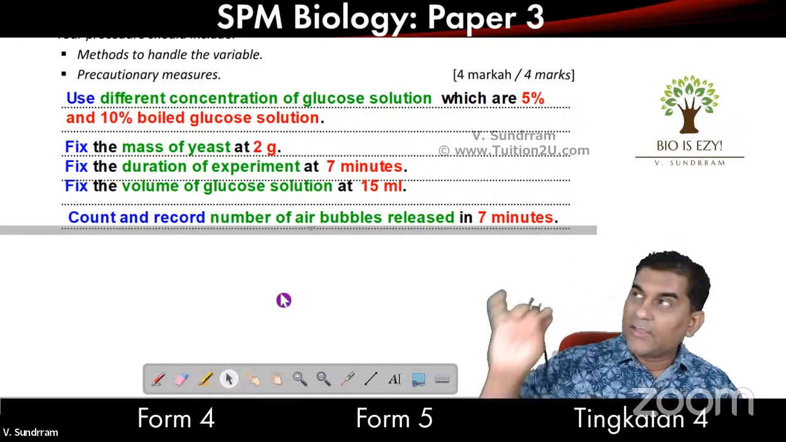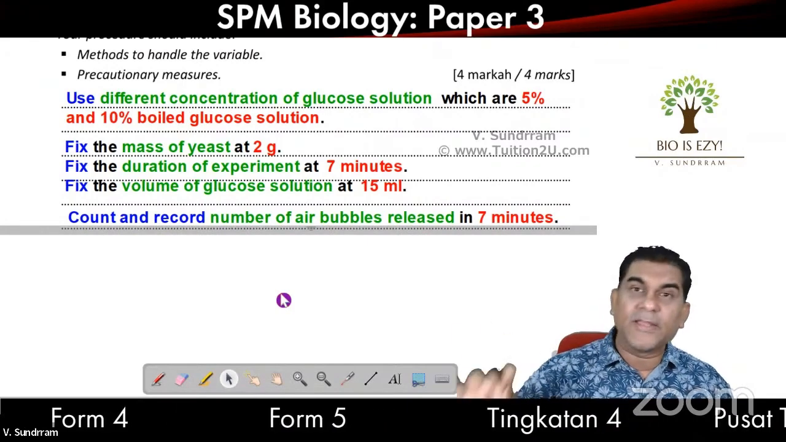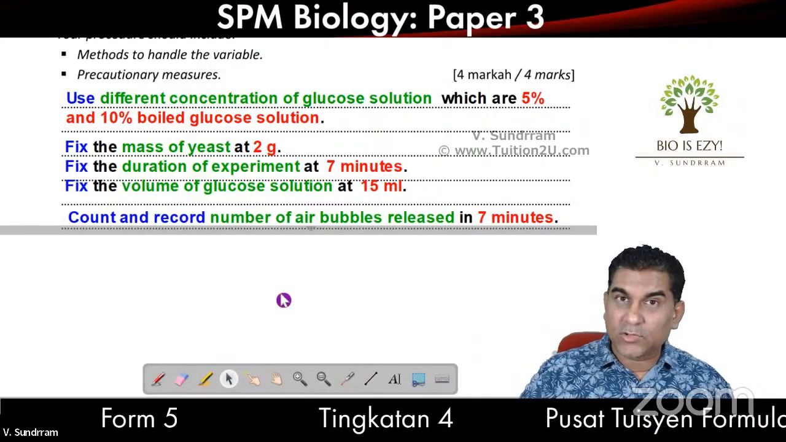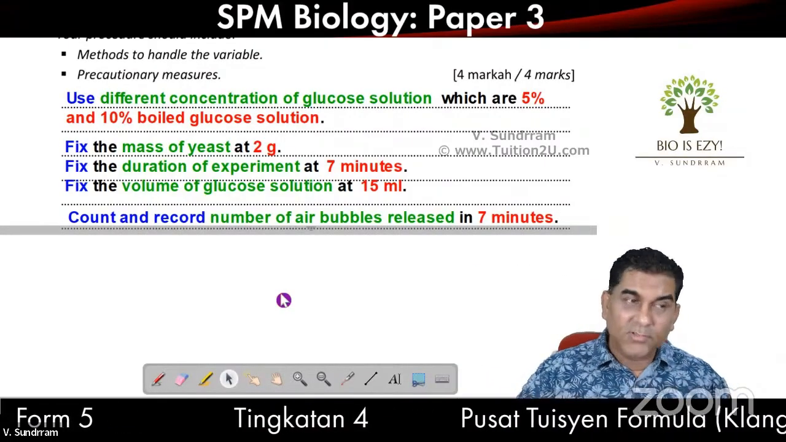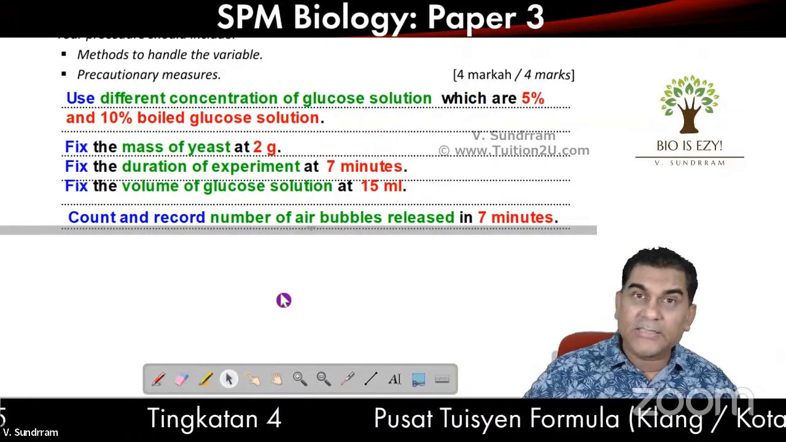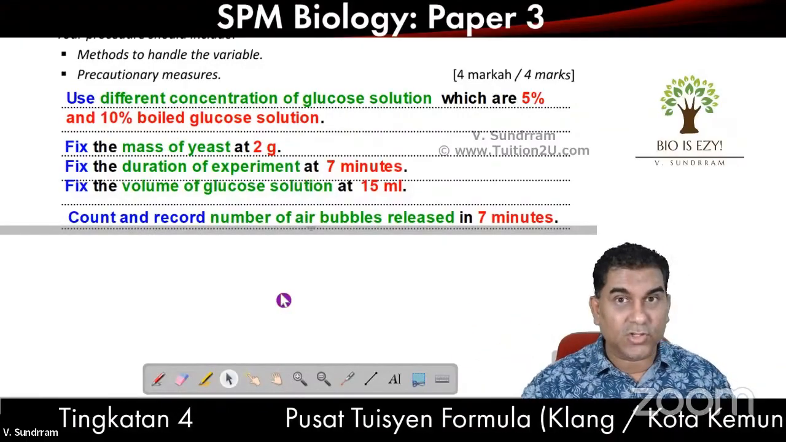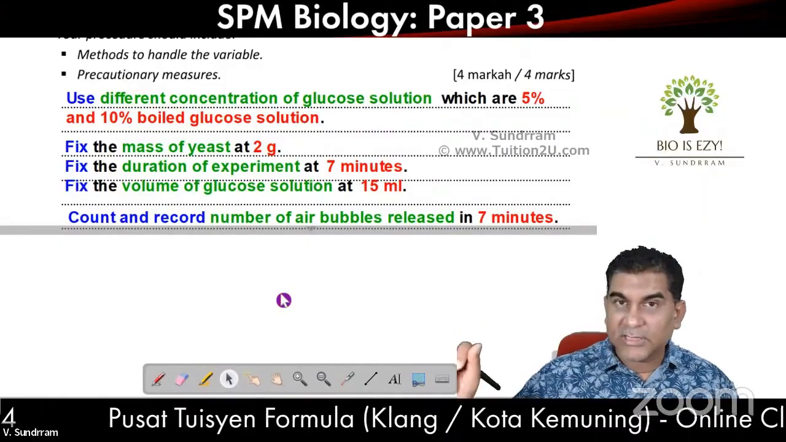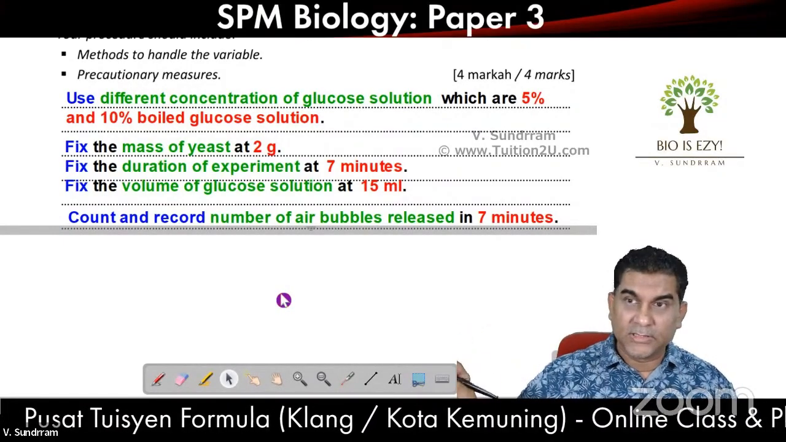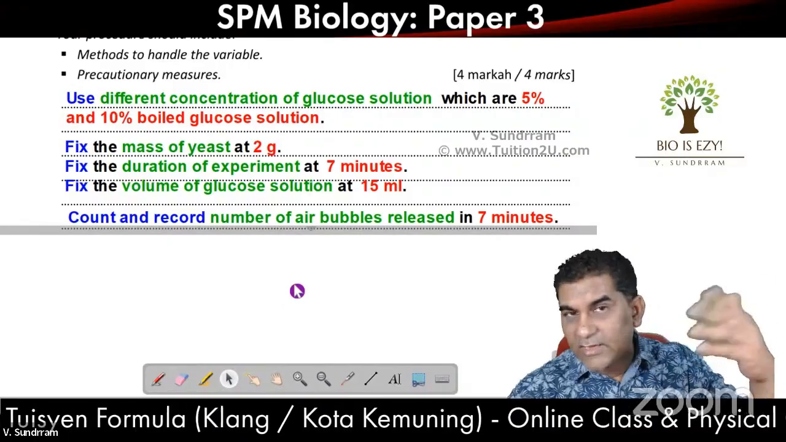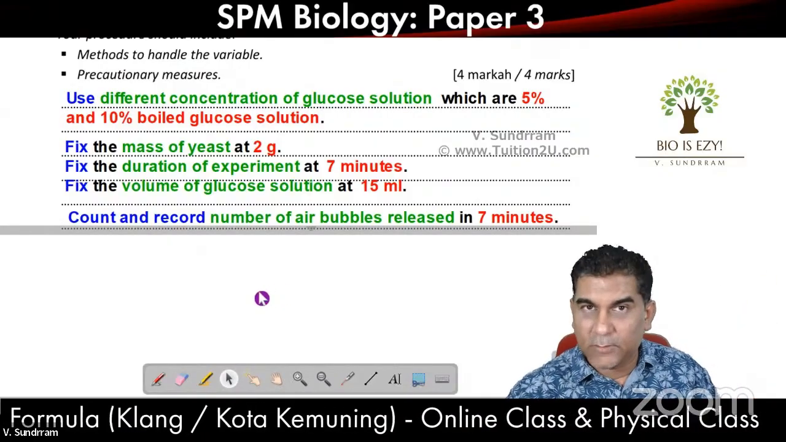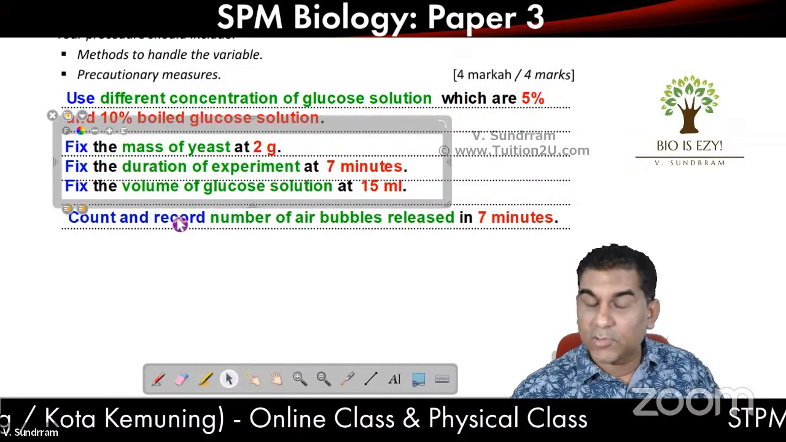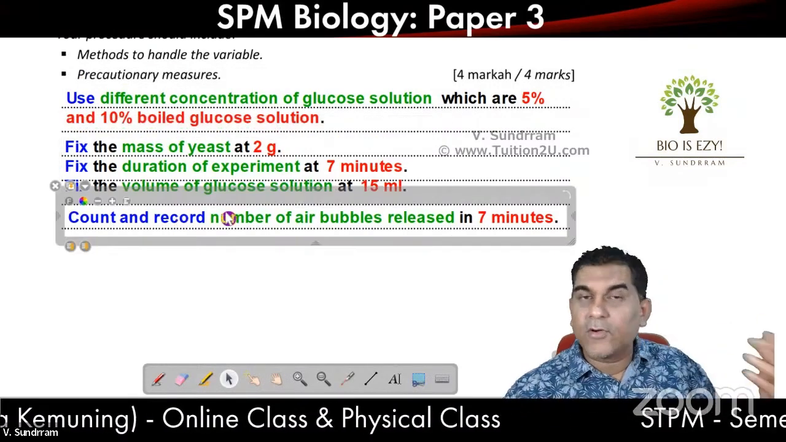I repeat, if it's responding variable, you must mention the device. Counting the number of bubbles, we are using eyes to count and maybe the brain to count, so we can't put that as a device. But anything else: measuring the time, mention the stopwatch; measuring the distance, mention the ruler or meter; measuring the temperature, mention the thermometer. The device must be mentioned. No device, consider answer not complete. You won't get the 1 mark. So 1 mark for manipulated variable, 1 mark for constant variable, 1 mark for responding variable.